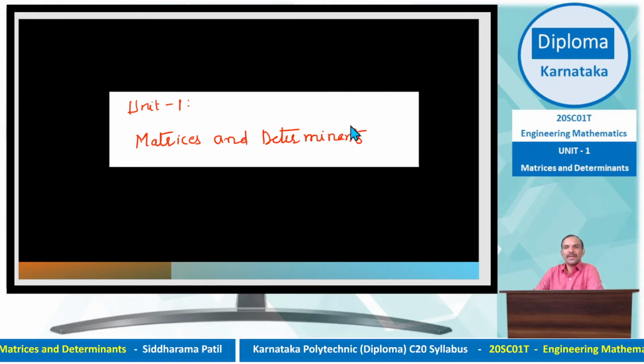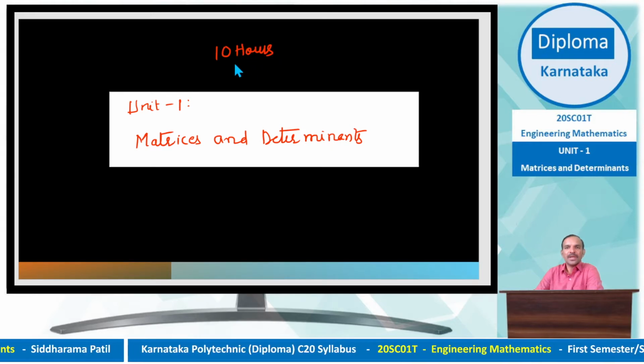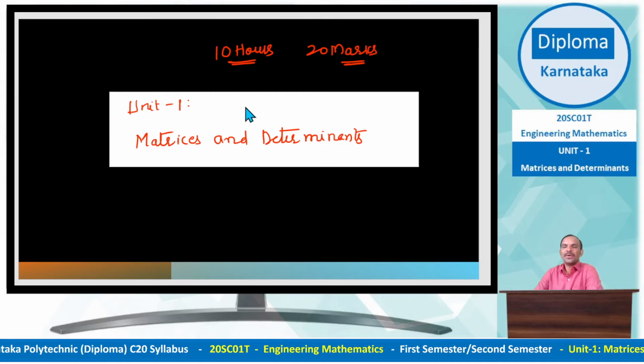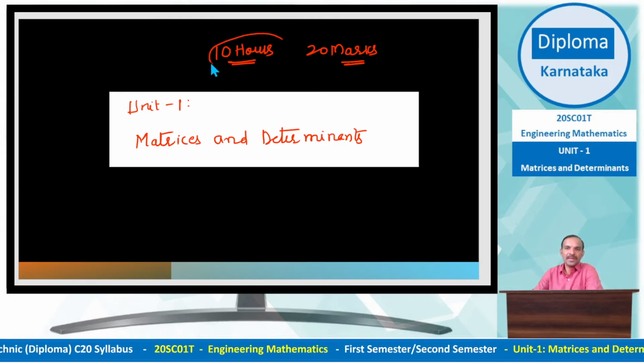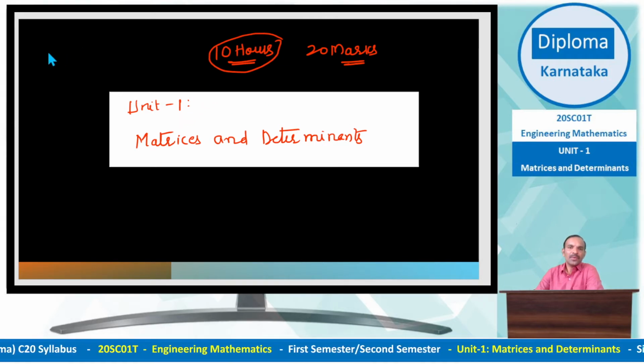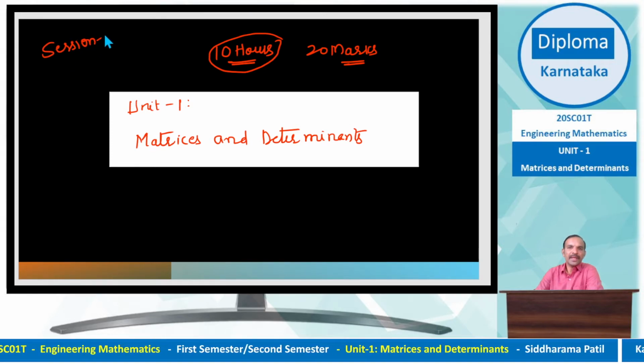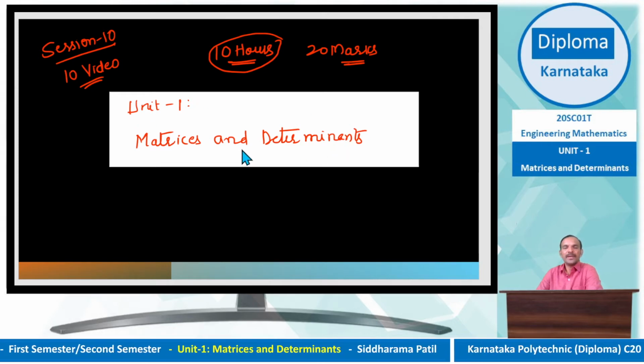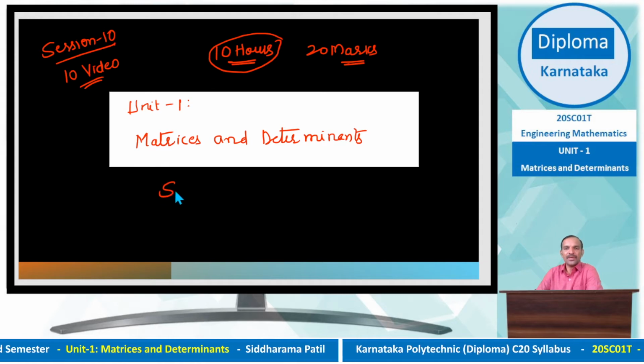As per the syllabus, total allotted hours is 10 hours and allotted marks is 20 marks. ಇದು 10 hours syllabus ಇದೆ. ಅದಕ್ಕಾಗಿ ನಾವು you are going to see recorded videos in 10 sessions. That is 10 videos. For this unit, the content of the whole unit is divided into 10 videos, that is 10 sessions. That is session 1 to session 10.